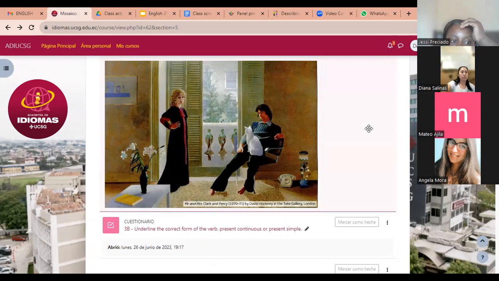It's a famous painting. It's called Mr. and Mrs. Clark and Percy. And the picture was painted in 1970 and 1971 by a famous artist called David Hockney. And the picture is actually displayed in the Tate Gallery in London. Okay, so who wants to give a description? Diana, let's try. What is happening? What are they doing? What are they wearing? Okay, that would be interesting.